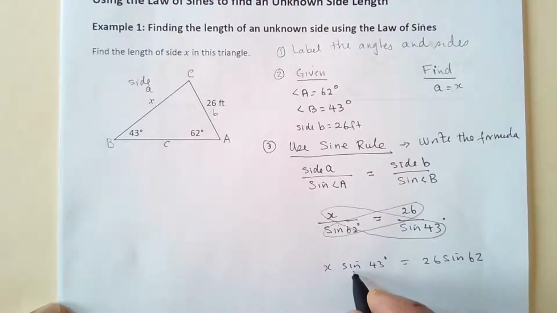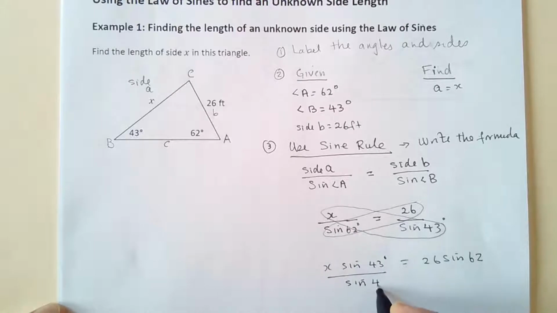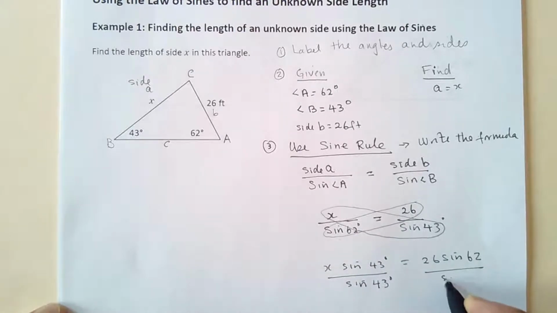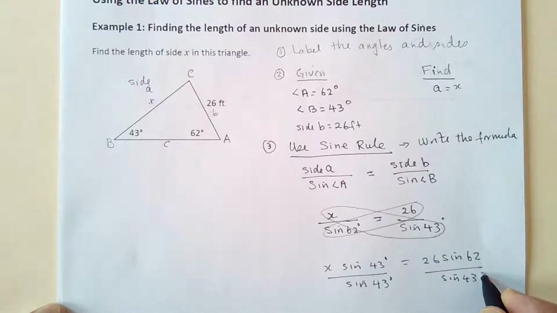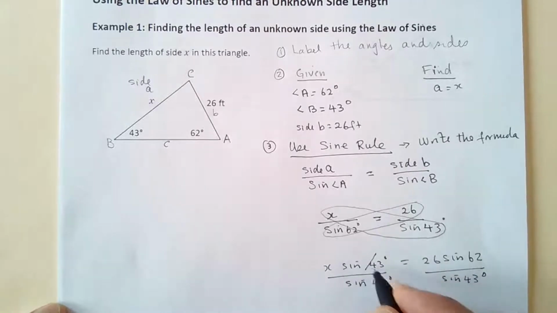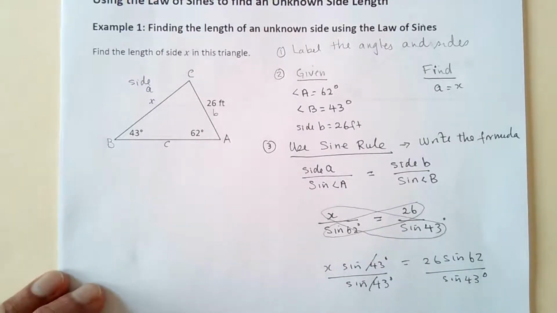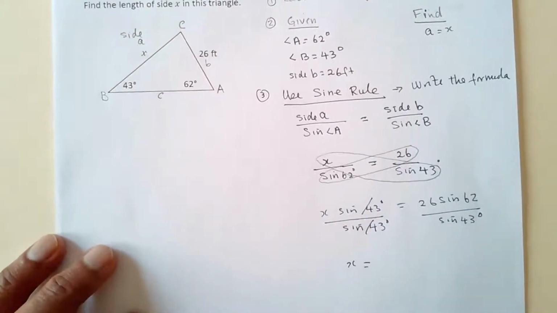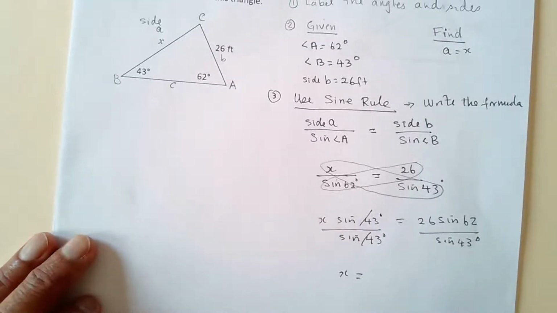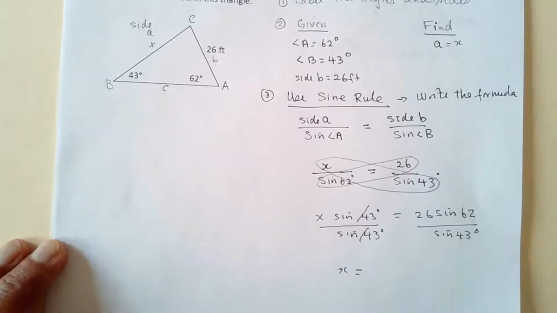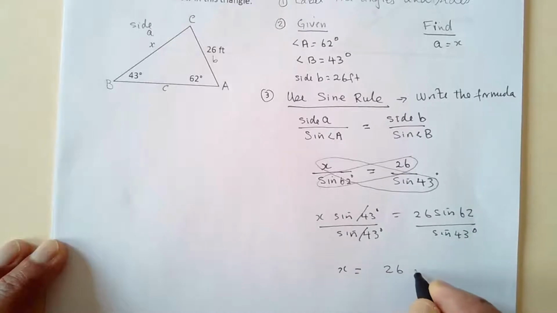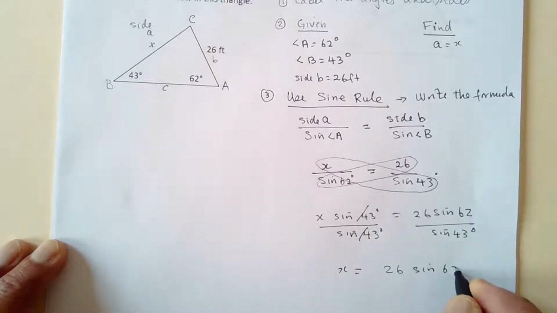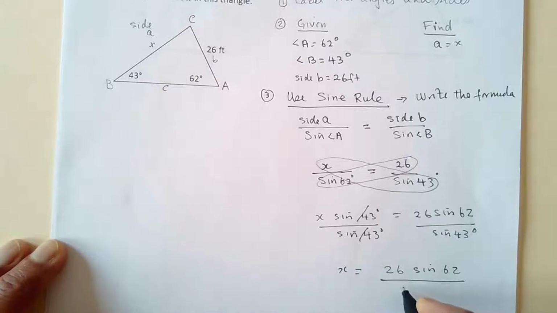Now I need to get rid of the sine 43, so I divide by sine 43 degrees. Sine 43 divided by sine 43 is 1. So I'm left with X is equal to 26 sine 62 over sine 43.